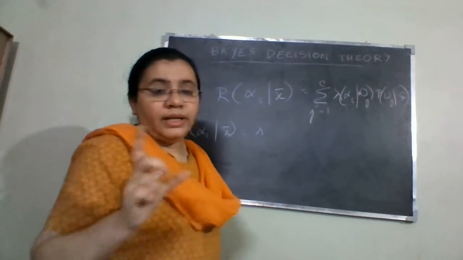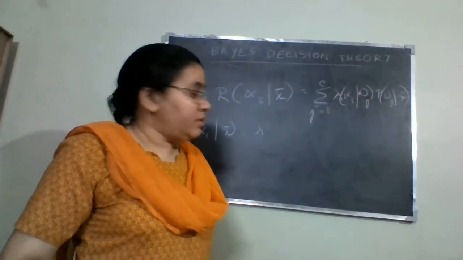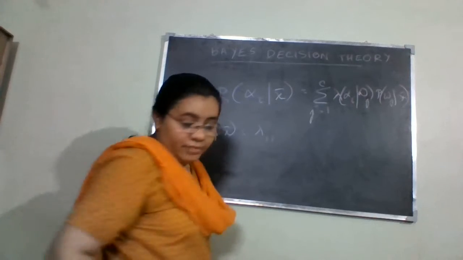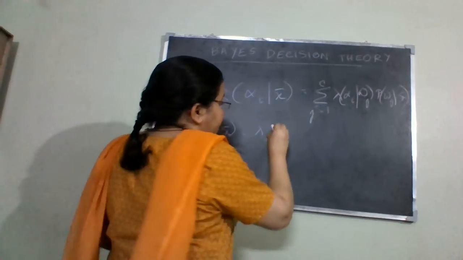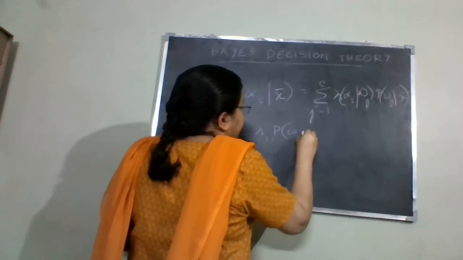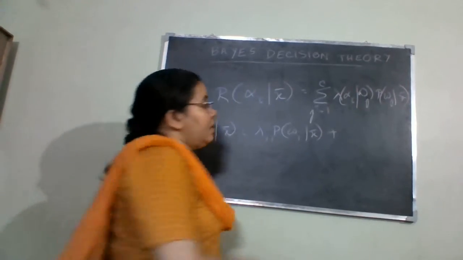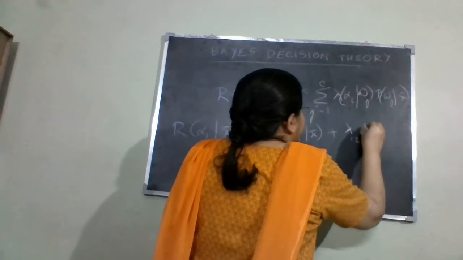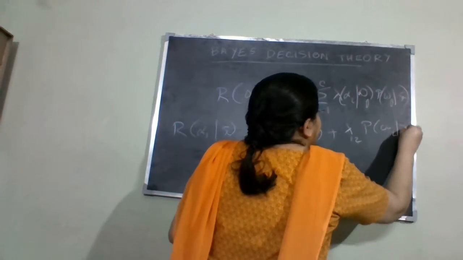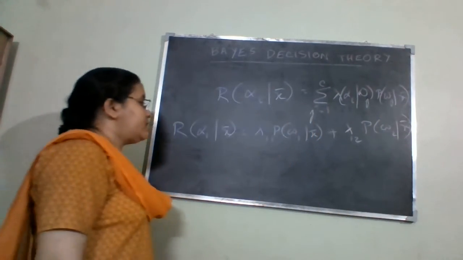Please guys, take a note copy and write down the equations yourself. Lambda 1 1 P omega 1 x bar plus lambda 1 2 P omega 2 x bar. So this will be my first equation.